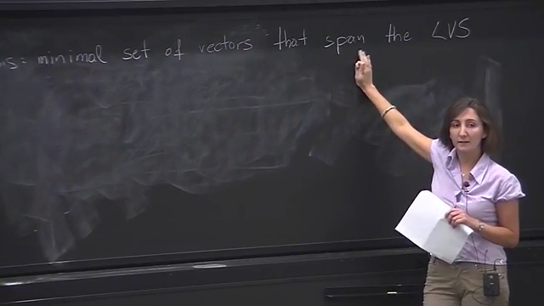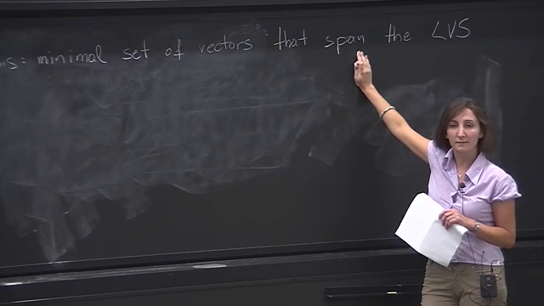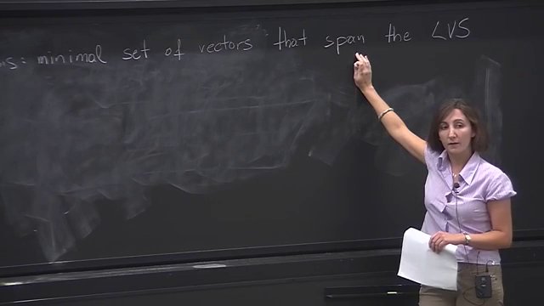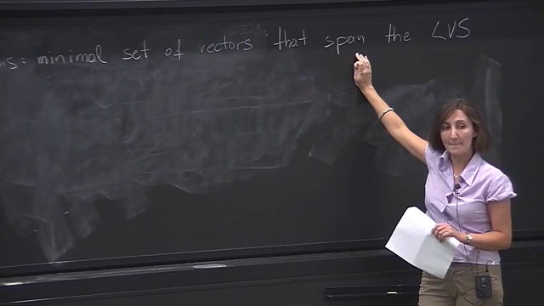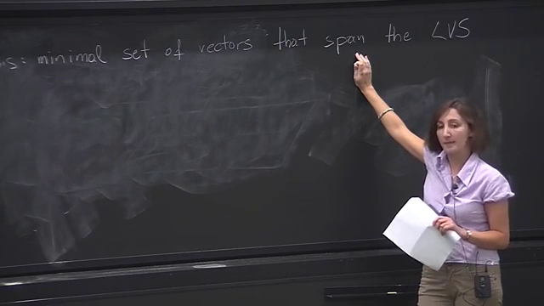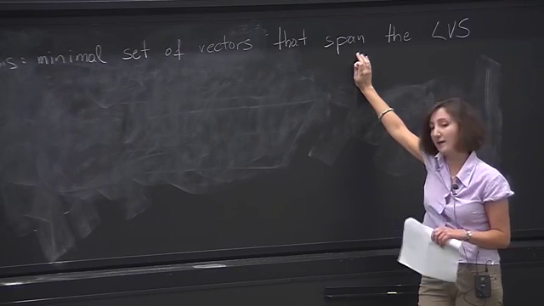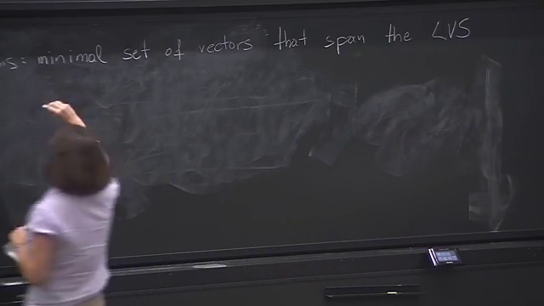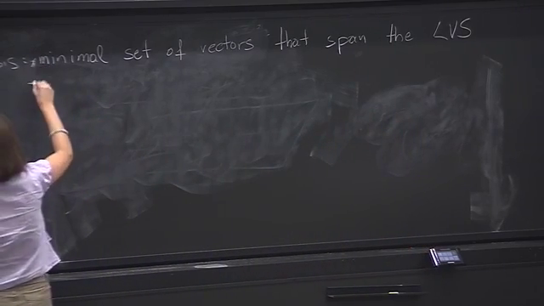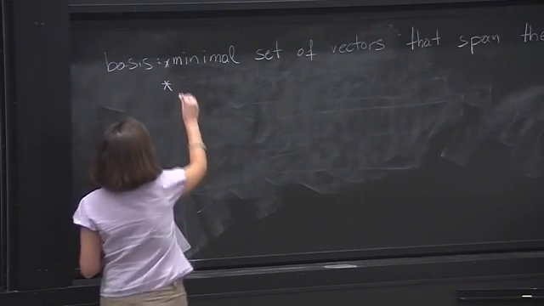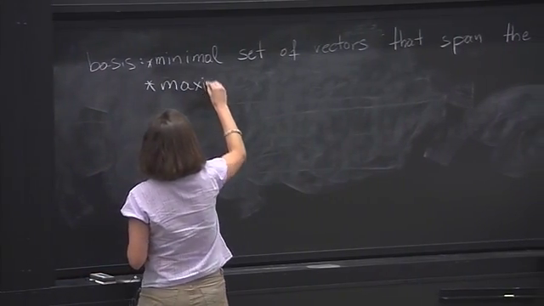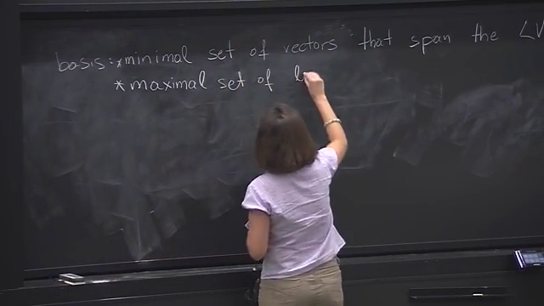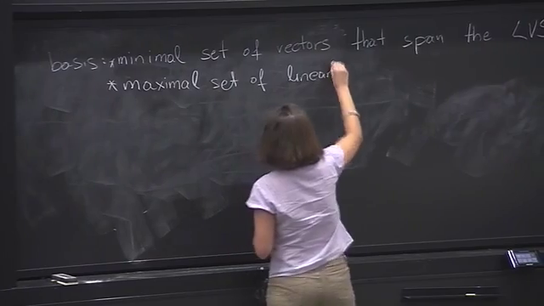What does span mean? Can anyone tell us? A set of vectors that spans the whole vector space, what would that mean? Any other vector in the space. Good. An equivalent definition of a basis is that it is a maximal set of linearly independent vectors.